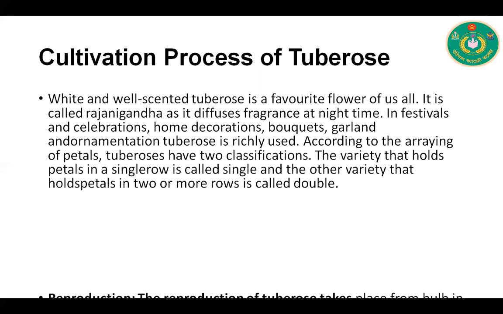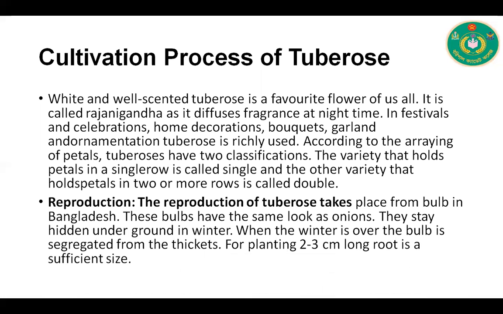According to the arrangement of petals, tuberoses have two classifications. The variety that holds petals in a single row is called single, and the other variety that holds petals in two or more rows is called double.